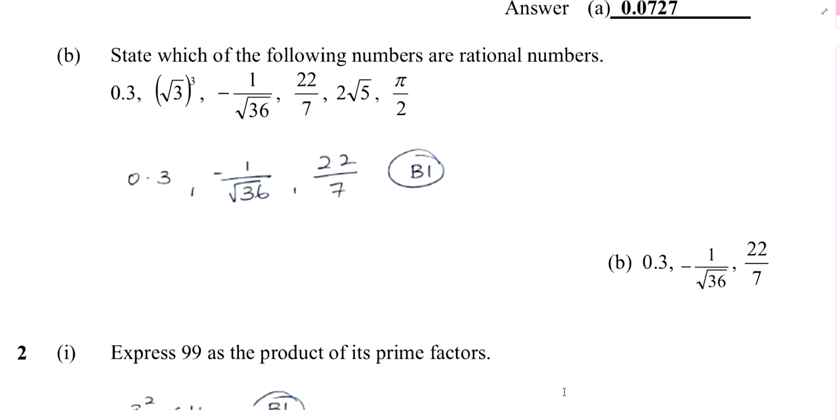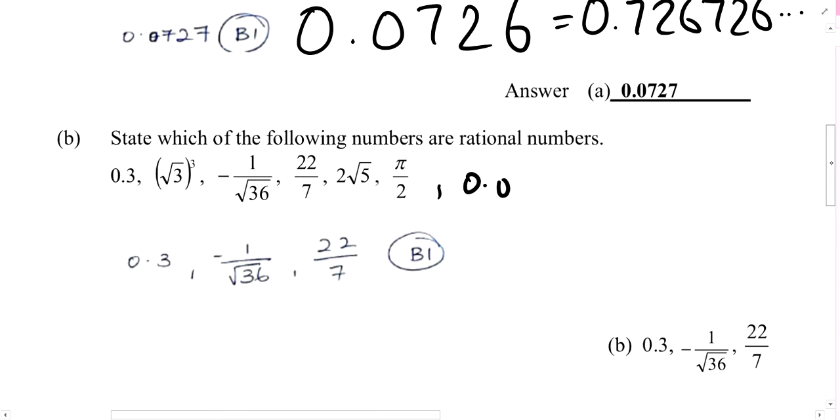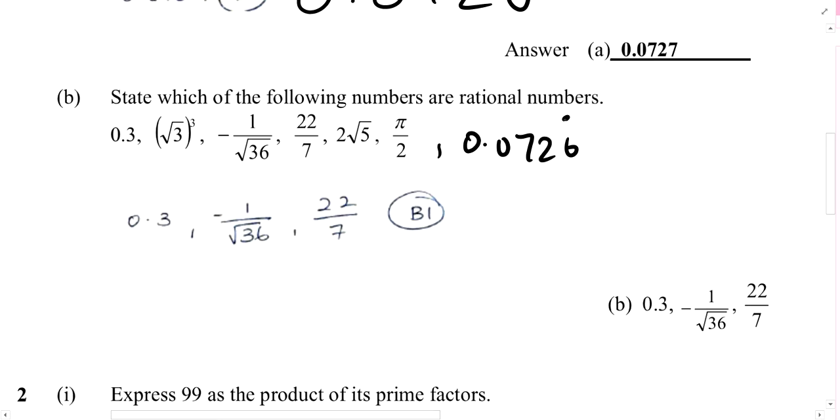Now I give you one more question. Here I have, let's use the same one, 0.0726. Is this a rational number? Yes or no? 0.0726. Rational or irrational? Who says rational? Raise your hand. That means you must be able to write it down as a fraction. Who says it is irrational? Raise your hand. That means you cannot write it as a fraction. Okay, the correct answer is, it is rational.